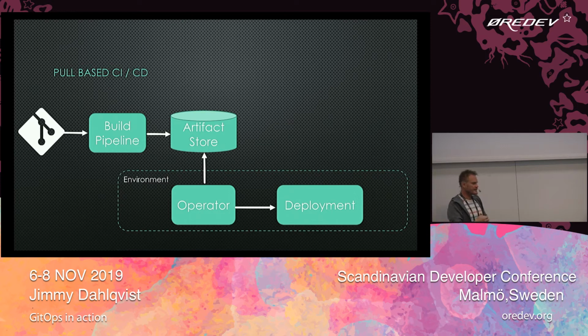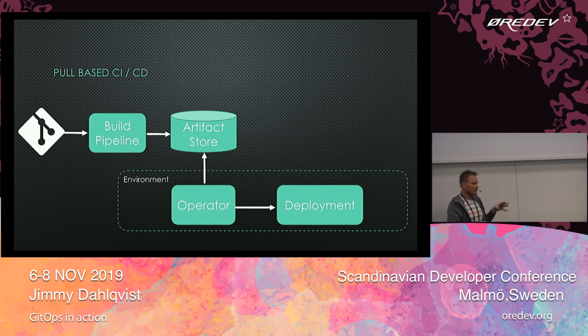In a pull-based CI/CD, it looks more like this. You have this change in Git, still triggers a build pipeline that builds an artifact. Then the pipeline stops. In each environment, you have an operator. That operator pulls the artifact store for new artifacts, detects that there is a new version of the application or the infrastructure being uploaded to the artifact store, pulls that down into the environment and deploys it out to whatever environment the operator is running in, QA, prod.